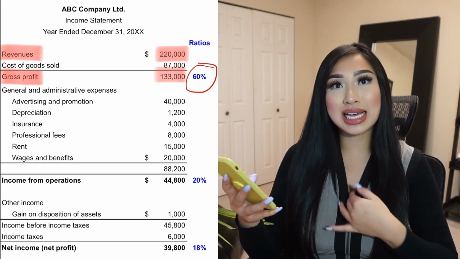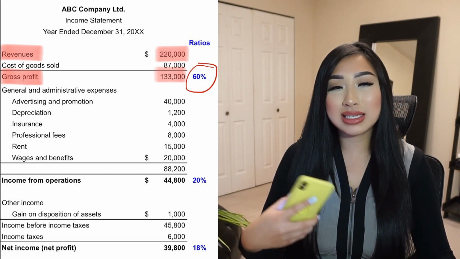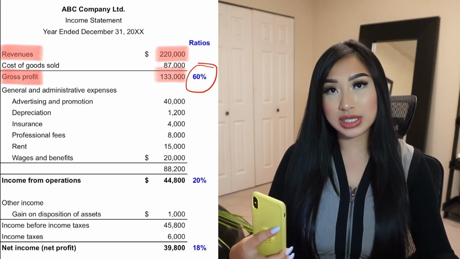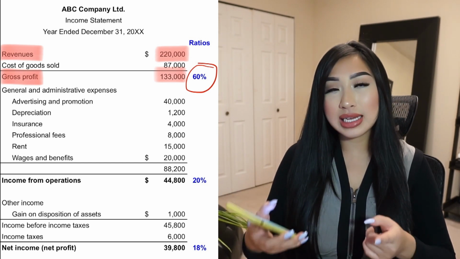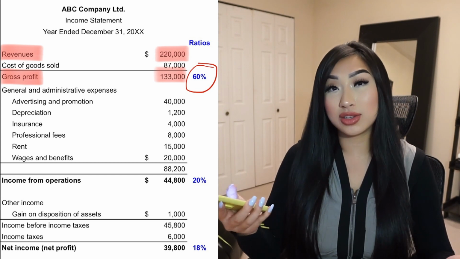And what that means is that for every dollar that you generate in sales, you get to keep 60% of that after cost of goods sold. So thinking about it inversely, for every dollar you generate in sales, 40% of that is going to be paid to cost of goods sold. Basically, 40 cents on the dollar.